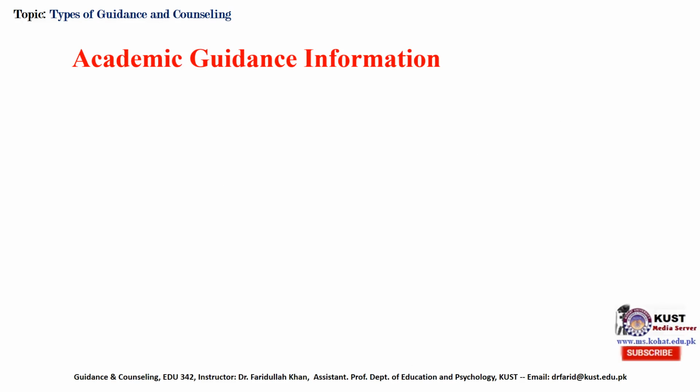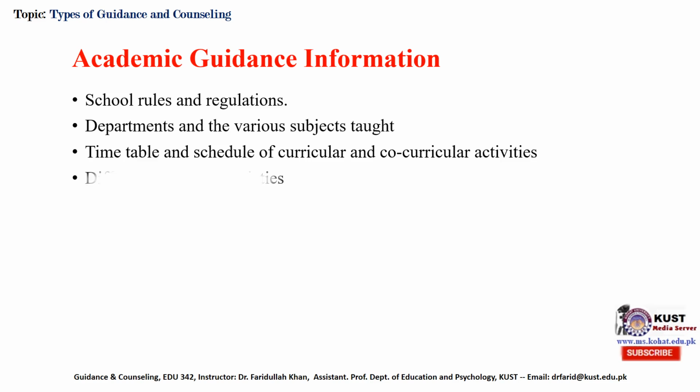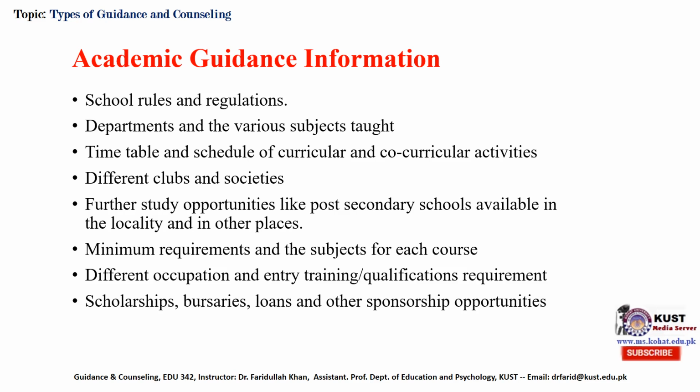The information needed for students' guidance and counseling includes school rules and regulations, departments and the various subjects taught, timetable and scheduling of curricular and co-curricular activities, different clubs and societies, further study opportunities like post-secondary schools available in the locality and in other places, minimum requirements and the subjects for each course, different occupational and entry training, qualification requirements, scholarships, bursaries, loans, and other sponsoring opportunities.